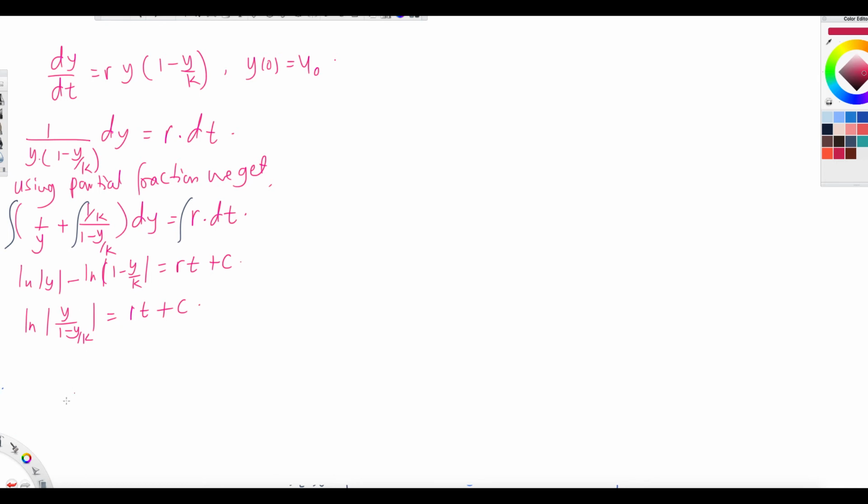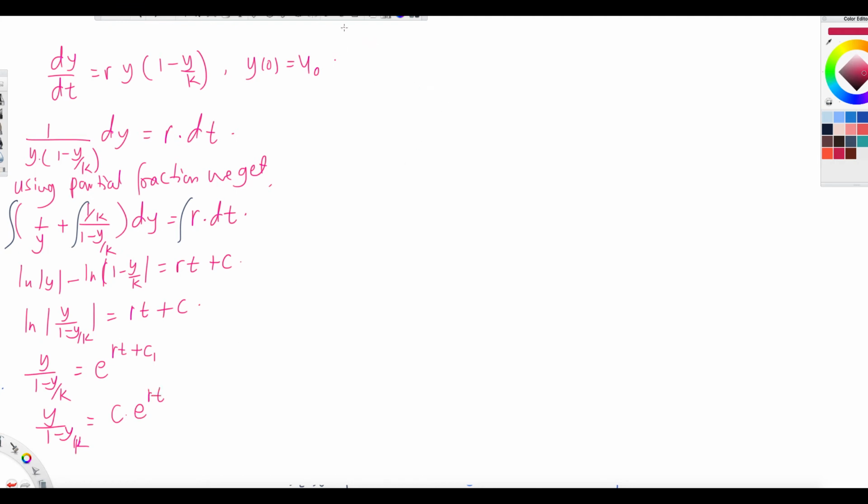Since y is positive, I don't want to take the absolute value sign there. So you can write y over (1 minus y over k) equals e to the power of the right-hand side, because ln means log with base e, so if you want to get rid of the log, you need to write e to the right-hand side. So you get e to the rt plus c, let's say c1. Now if you simplify this, you get y over (1 minus y over k) equals c times e to the rt.